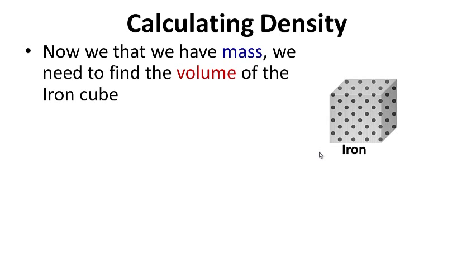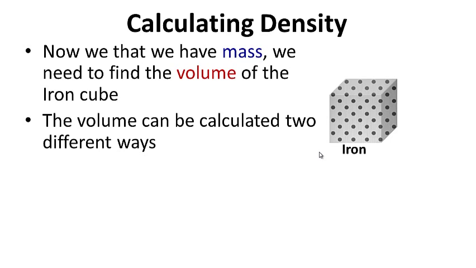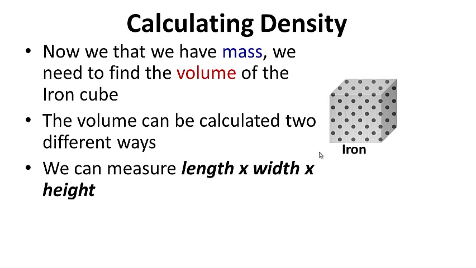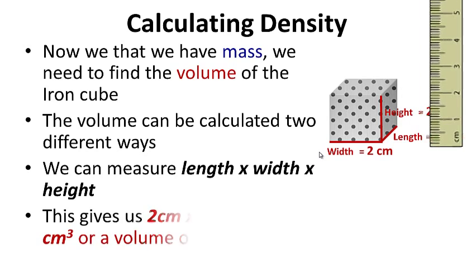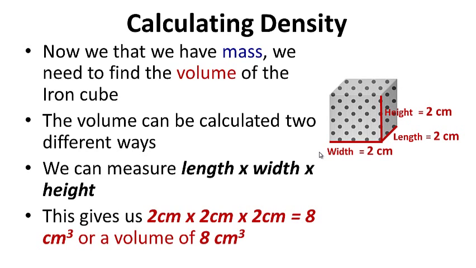Now that we have mass though, we still need to find the volume of the iron cube. The volume can be calculated two different ways. We can measure length times width times height, which gives us a volume of 2 times 2 times 2, or 8 centimeters cubed. So that's one way we calculated volume: length times width times height. Since it's a cube, we can measure it that way.